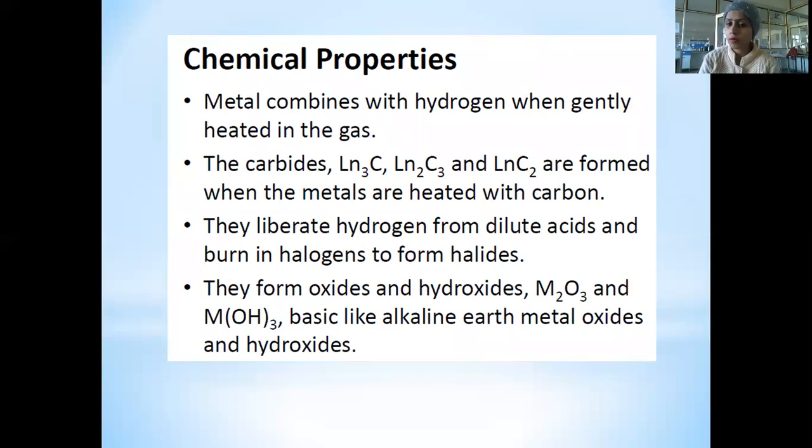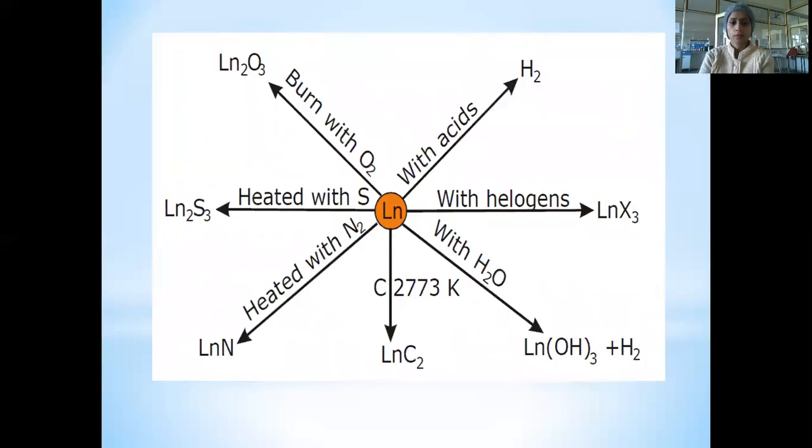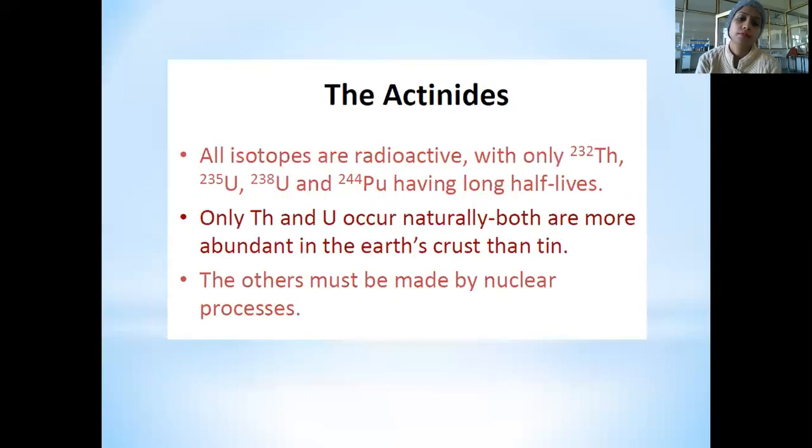So oxides of the type M2O3, hydroxides of the type M(OH)3. And in general, they are basic, like the alkaline earth metal oxides and hydroxides. So their oxides and hydroxides are basic in nature. So here the various reactions of lanthanides are given. With acids it releases hydrogen, with oxygen it forms oxides, with sulfur it forms sulfides, with halogen it forms halide, with water it forms hydroxide, with carbon it forms carbides, and with nitrogen it forms nitrides.